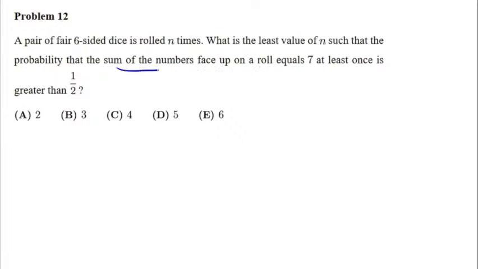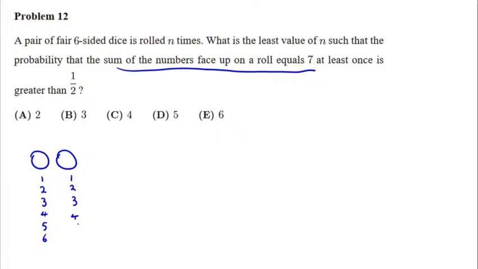If the sum of the numbers face up on a roll equals 7. So let's analyze this. Suppose first dice, second dice. It can be 1, 2, 3, 4, 5, 6. It can be 1, 2, 3, 4, 5, 6. The pairs are 1 and 6, 2 and 5, 3 and 4, 4 and 3, 5 and 2, 6 and 1.